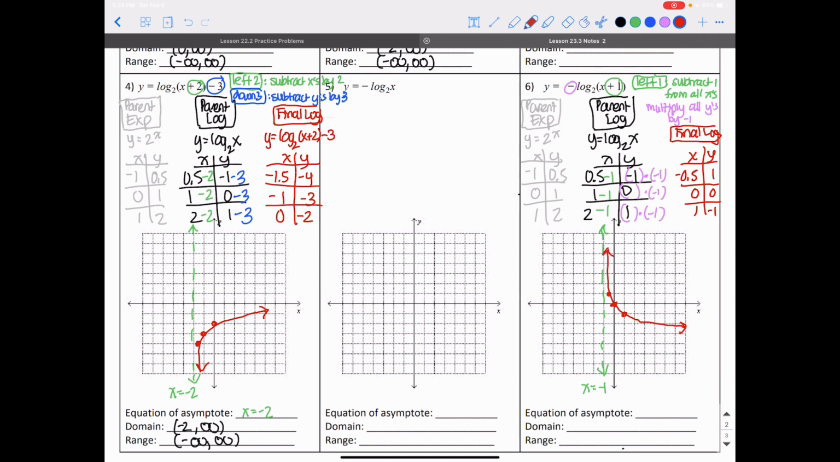And so my equation for my asymptote is going to be x = -1. The domain is -1 to positive infinity, and the range is -infinity to positive infinity.